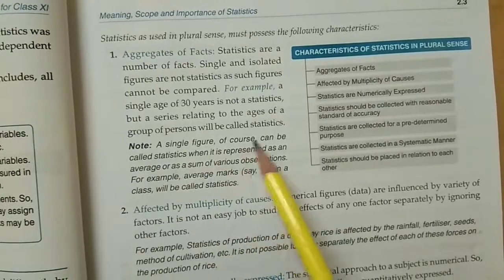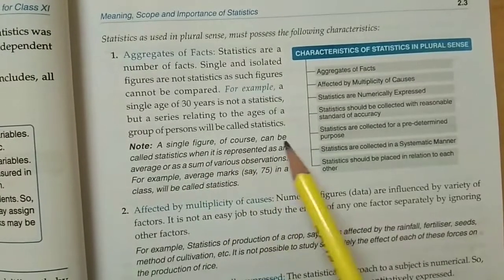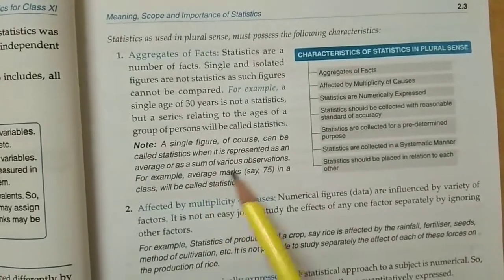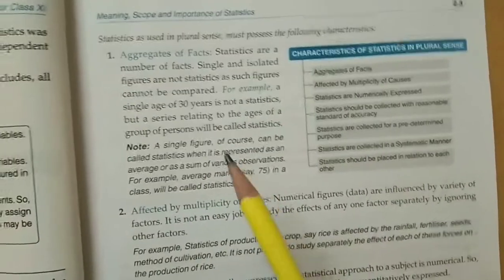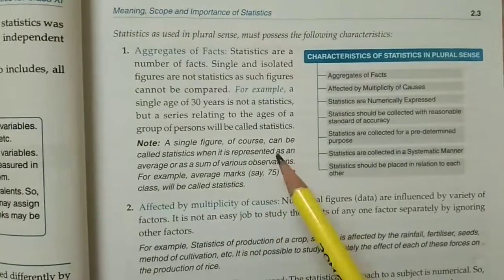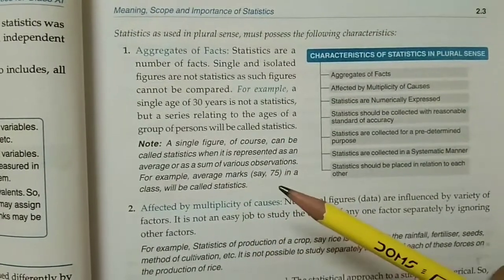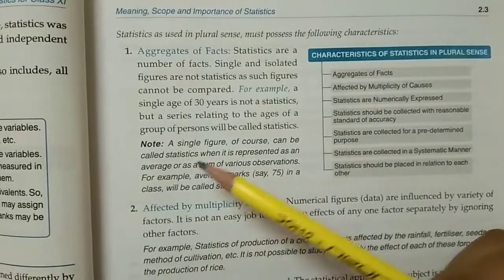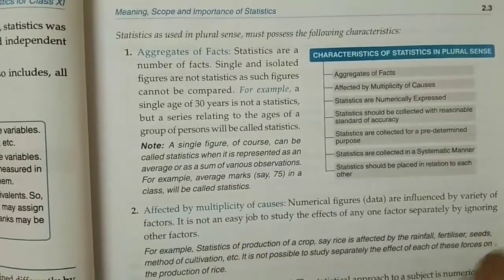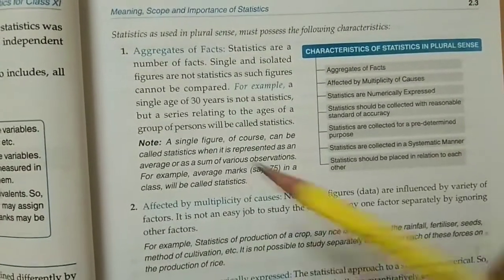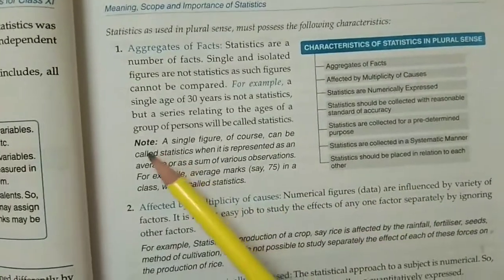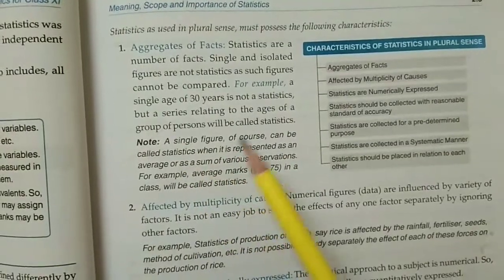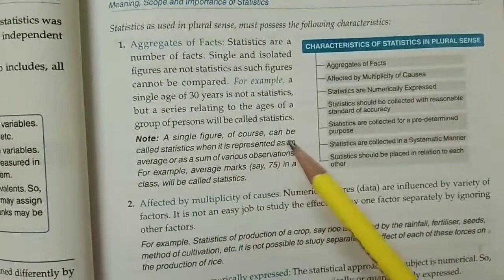Note, a single figure of course can be called statistics when it is represented as an average or as a sum of various observations. For example, say average mark 75, then it is a statistic. But when you have to calculate an average, one number cannot be considered for taking out an average. So in statistics, we definitely see a series of numbers. We take out average, we take out mean, median, mode, etc. That we will study later. So hence, a single figure cannot be considered. Height can be considered in one case when it is mean, when it is average marks, etc.